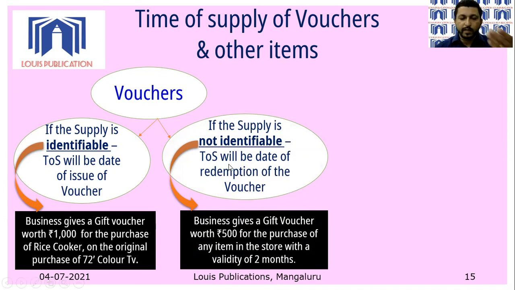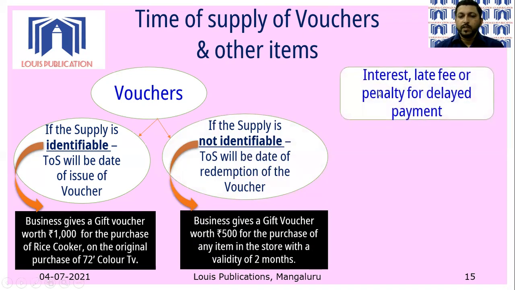So when we get the voucher and redeem it to purchase any item worth 500 or more than 500 from that particular shop, that extra amount, the excess amount, we will have to pay. So that amount is considered. So the date of redemption of that voucher will be considered as the time of supply.